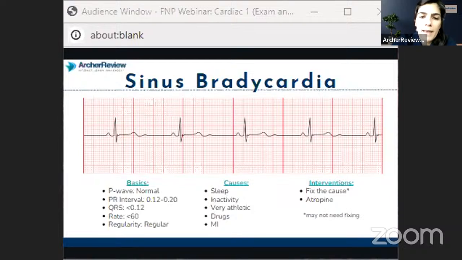But if they're symptomatic, so if they are describing symptoms of presyncope or syncope and shortness of breath, and they're having symptomatic sinus bradycardia, that is concerning, and you want to figure out the cause and treat the cause and monitor this patient closely. This would require acute monitoring and emergent care. So it may not always need fixing, but it is an abnormal rhythm. So I want you to pay attention to sinus bradycardia.